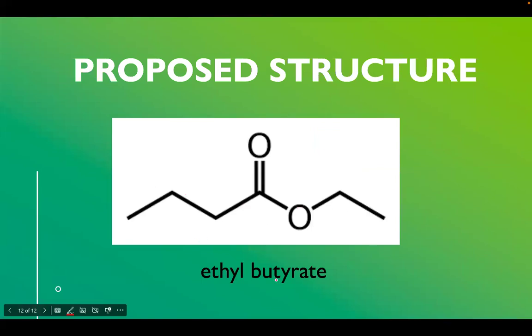So based on all this data, our proposed structure is this right here. We have ethyl butyrate. This makes sense. We said we had six unique carbons. So that's 1, 2, 3, 4, 5, 6. And all of these have unique hydrogens except for this one, which would make sense why we have 5 unique hydrogens. I think that's it.